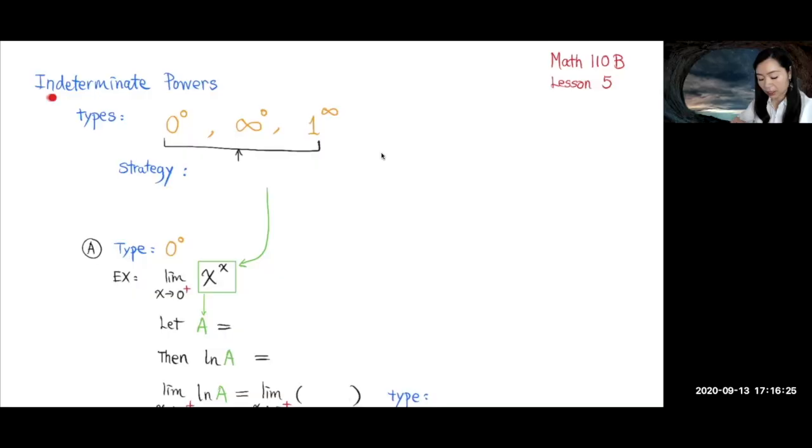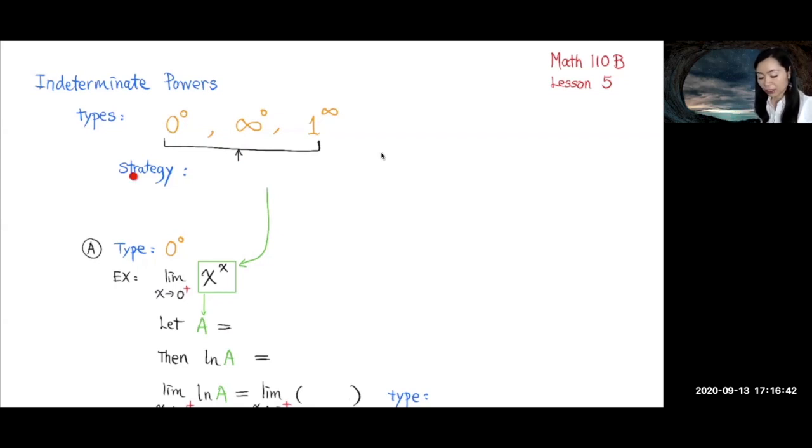Today we're going to talk about indeterminate powers. There are three types of indeterminate powers. We're going to talk about the strategy to deal with that and also relate that to L'Hopital's rule. The three types are 0 to the 0 power, infinity to the 0 power, and 1 to the infinity power.